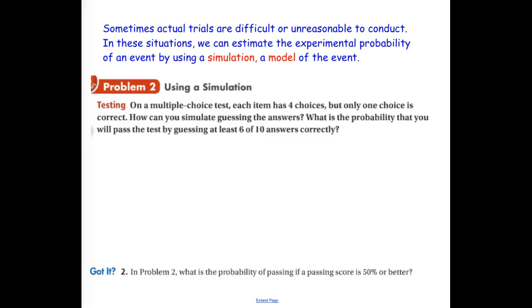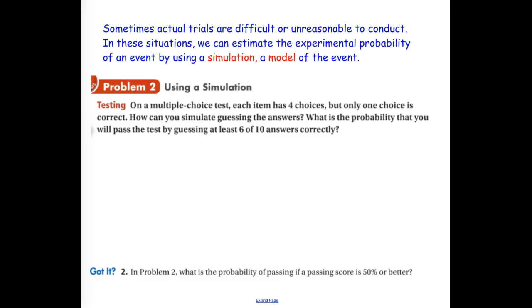All right, so our example says, on a multiple choice test, each item has 4 choices, so A, B, C, D, but only one choice is correct. That means for question 1, I can't put down both A and B and expect both of them to be right. Okay? How can you simulate guessing the answers?